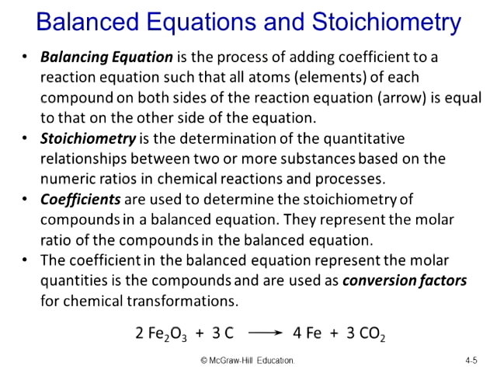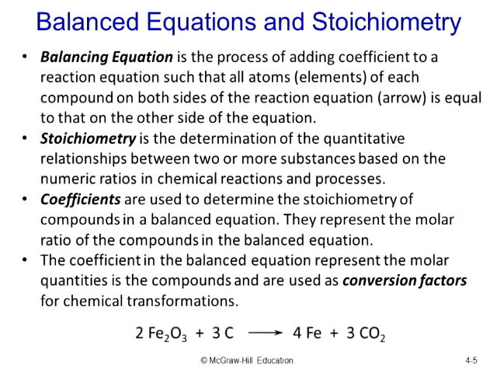A chemical reaction occurs by a balancing of the atoms. In other words, the atoms on the left side will be balanced with the atoms on the right side of the chemical equation. Be reminded that you cannot destroy nor create matter, but you can transform it. But the mass of that matter will remain the same. So, what's a balanced equation? A balanced equation is the process of adding coefficients to a reaction equation such that all atoms, which are elements, of each compound on both sides of the arrow, is equal to that on the other side of the equation.